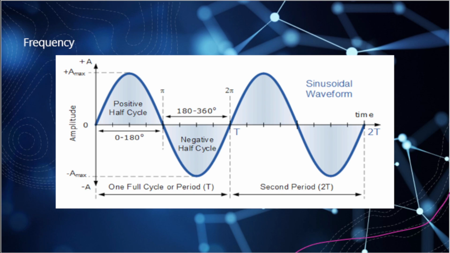This picture kind of depicts the half and full wave cycle of a frequency. The positive half cycle occurring between 0 and 180 degrees, and the negative half cycle occurring between 180 and 360. That is considered one full cycle or period in time. The second period occurring immediately after in time.